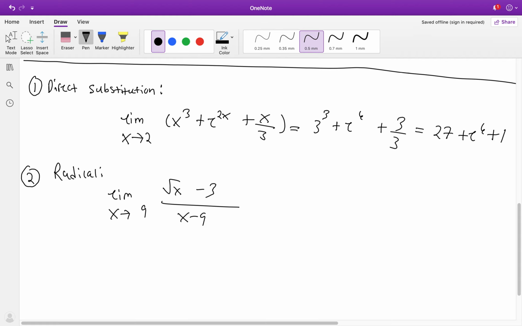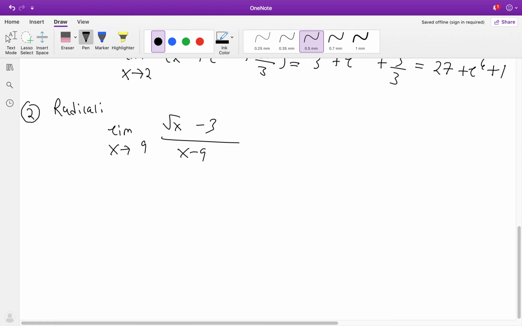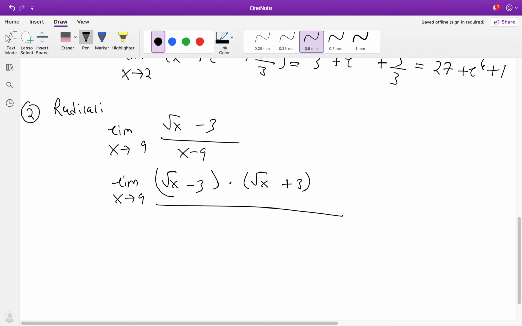So what we're going to need to do is multiply this by its conjugate. And so what we can do is say limit as x approaches 9, and we have the square root of x minus 3, right? So by multiplying with the conjugate, we would get the square root of x plus 3. And remember, you have to multiply both the numerator and denominator by the square root of x plus 3 so that you don't change the expression.